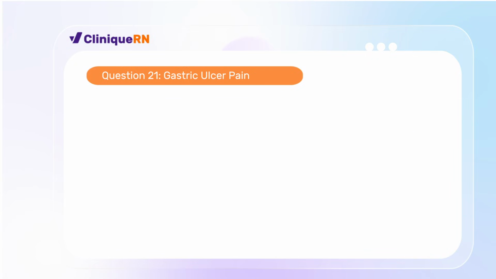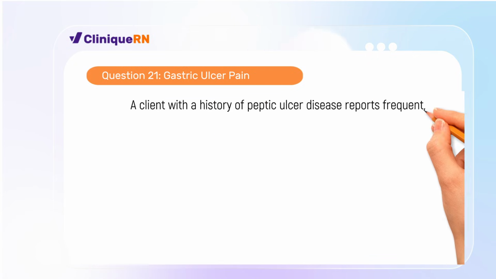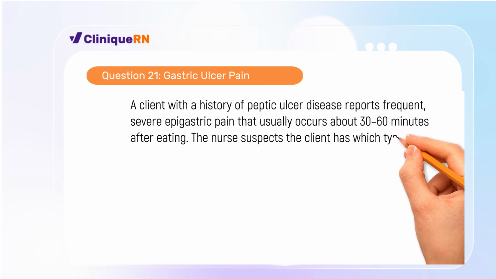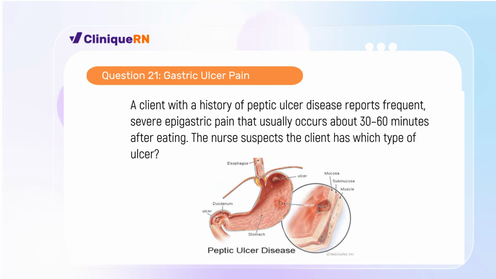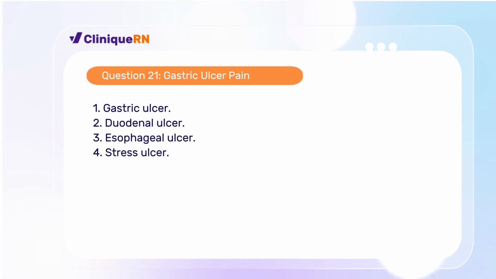Question 21. Gastric ulcer pain. A client with a history of peptic ulcer disease reports frequent, severe epigastric pain that usually occurs about 30 to 60 minutes after eating. The nurse suspects the client has which type of ulcer? 1. Gastric ulcer. 2. Duodenal ulcer. 3. Esophageal ulcer. 4. Stress ulcer.